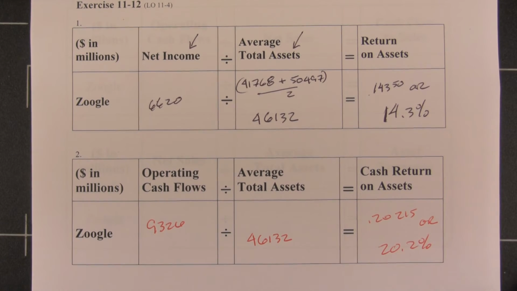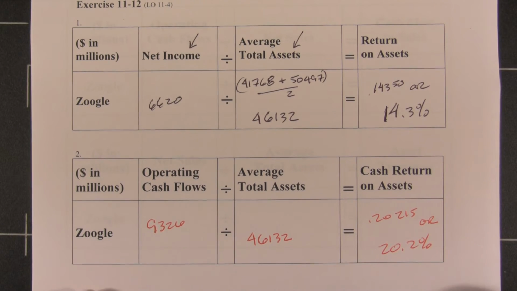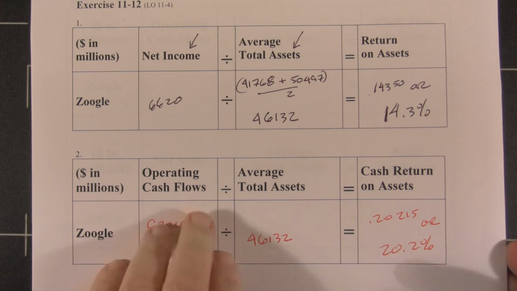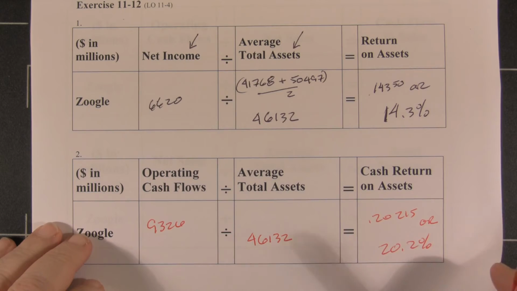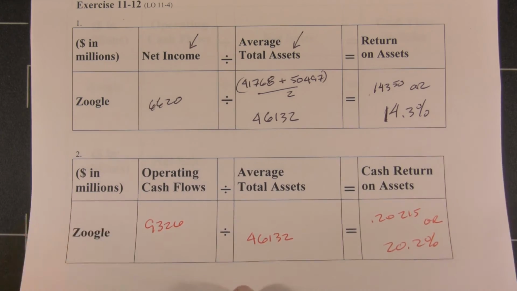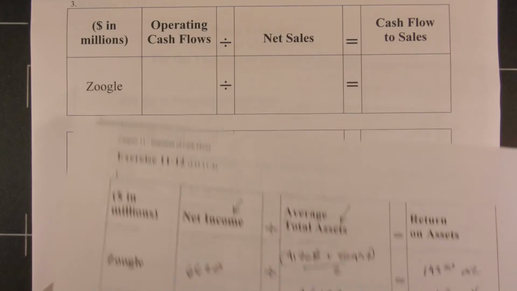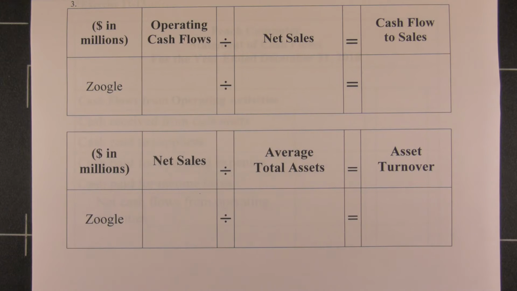Again, the important thing here is knowing and remembering that when you're looking at a balance sheet number and an income statement number, you have to take the average balance sheet number. That's beginning and end. We have a couple more they want us to do.